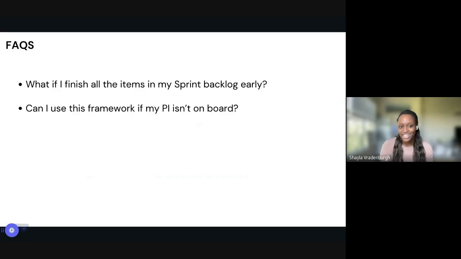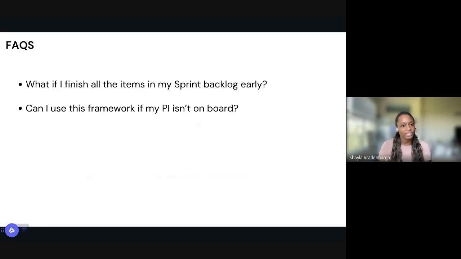The next question is, can I use this framework if my PI isn't on board? So yes, the short answer, yes. You might need to adapt some of what it looks like, but overall, this framework is a really great way just to structure your own time, structure your own priorities, and make sure that you're making progress on the things that you want to make progress on. A lot of the times we don't just have one project that we're doing.